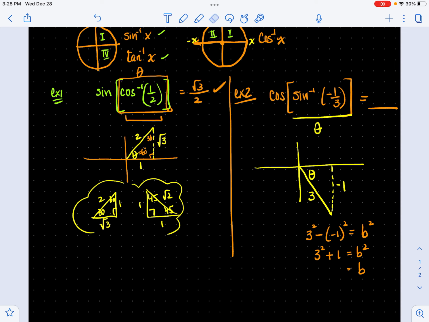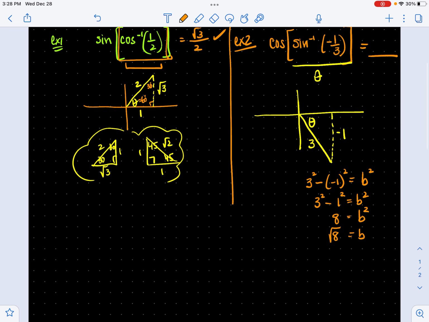So minus would stay as minus. I just caught my error. Yeah, that would be minus 1 squared, which is 8. So b squared is 8, or b is equal to root 8. Now this is a radical that can be simplified, because root 8 can be written as root 4 times root 2. And clearly root 4 is 2, so 2 root 2. That's the simplified form of root 8.